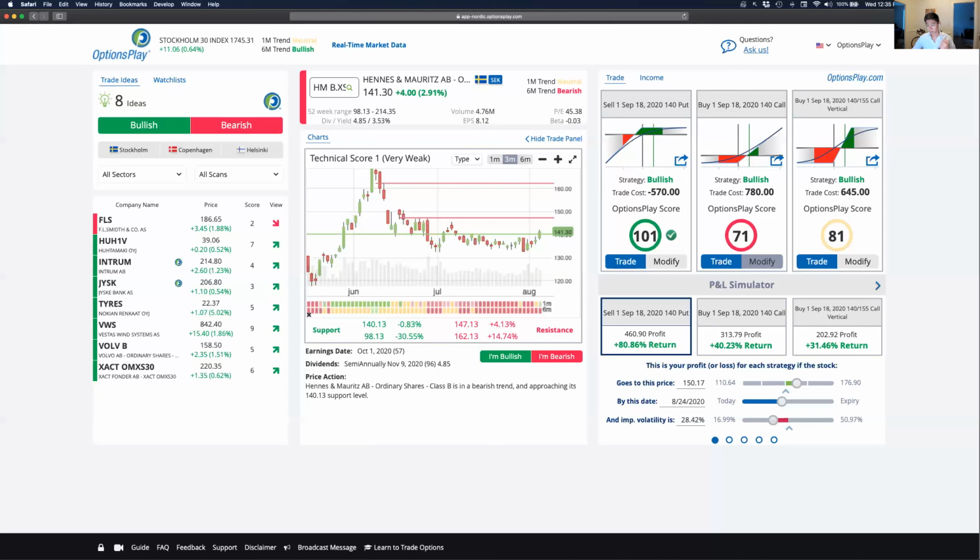Any other questions regarding delta, gamma, calls, puts, options in general?